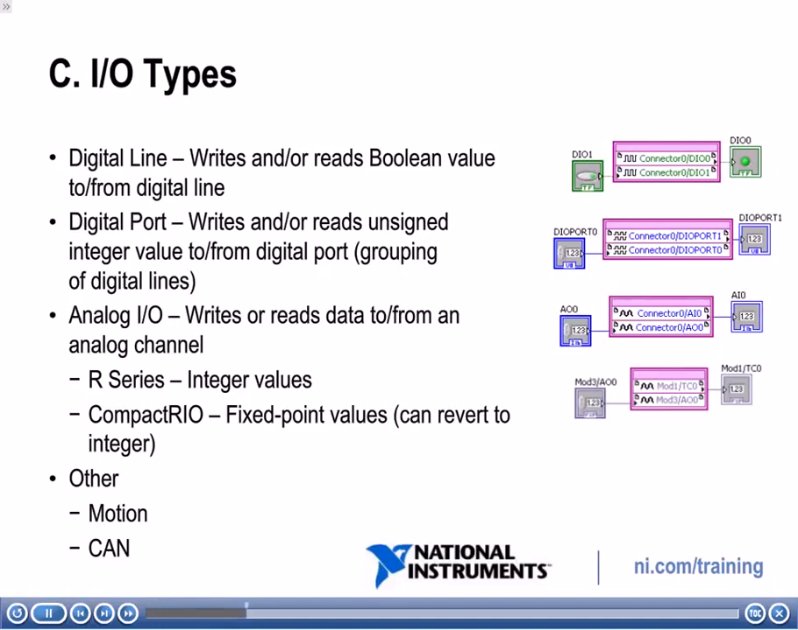We also have analog I/O. So this is going to allow you to read or write data from an analog channel. In our series, analog I/O is going to be represented by integer values, and we'll talk about this more later. And CompactRIO will generally represent that using fixed point data types. There are also other I/O types for other specific modules. So there are motion CompactRIO modules out there, and those will have their separate I/O type, and also CAN modules as well.